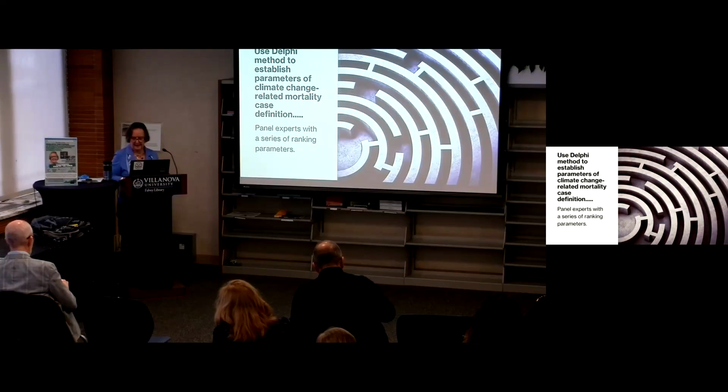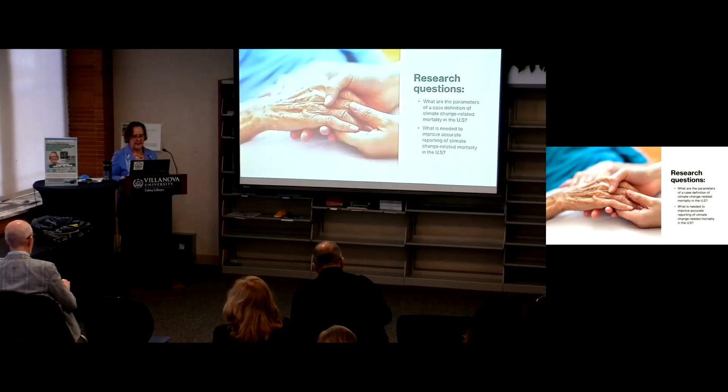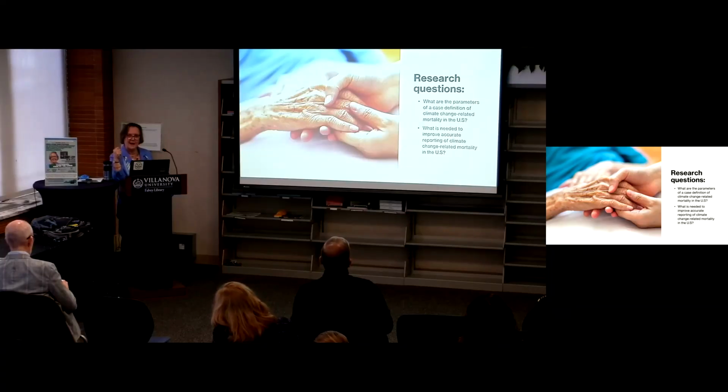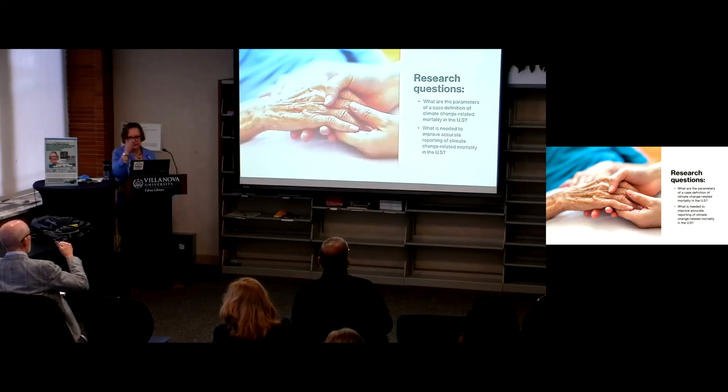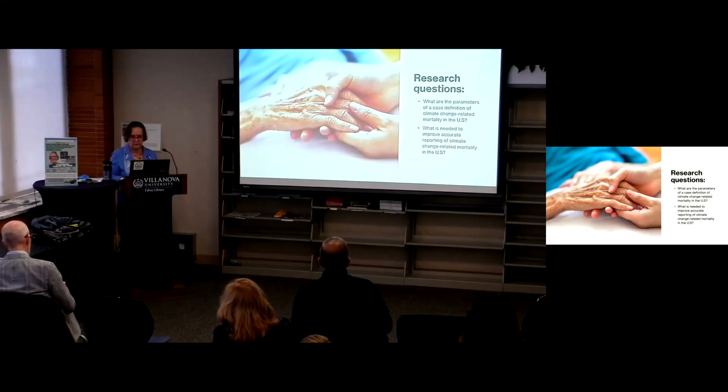And so we brought in a panel of experts, and we had two major research questions. One was, what are the parameters of a case definition of climate change mortality in the United States? And what's needed to improve accurate reporting of climate change mortality in the United States? And with the Delphi, again, you have people who have expertise. So I wouldn't just go to Target and stand outside and say, do you want to do my survey? People have to meet certain criteria. So we are really doing purposeful sampling of that group of people.